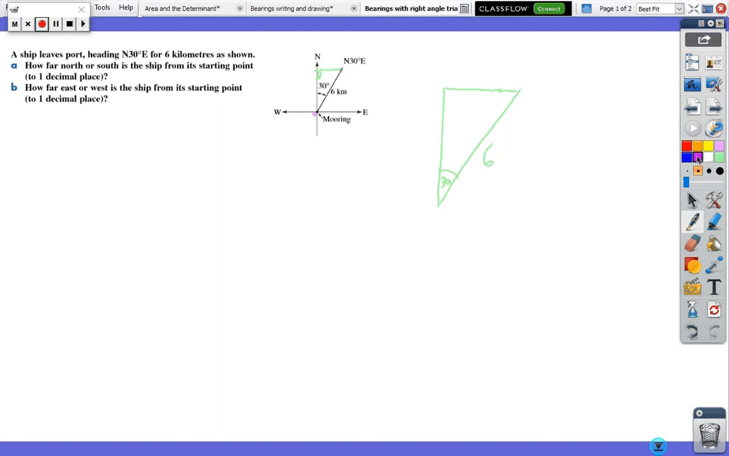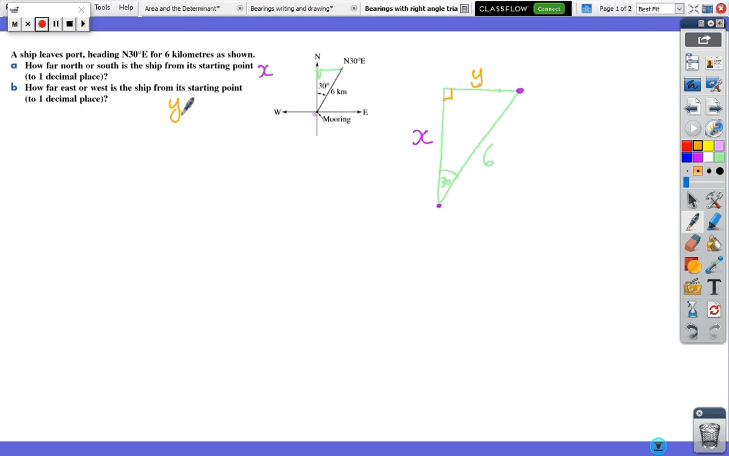The first question is how far north or south? Well, the ship will be north, so let's say that the first answer will involve that distance x. And how far east or west? There's my right angle. We can call that direction the easterly direction, and that will be the answer to that second question.